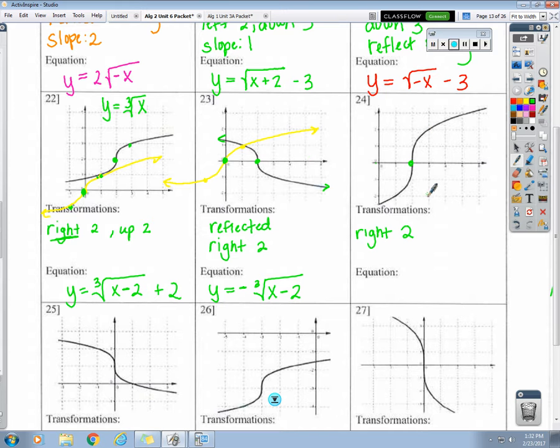But what else is different about this one? The slope. It's a little bit steeper. To get from your center point to your next point, instead of going up 1 over 1, you go up 2 over 1. Or in this case, down 2 over 1. So the slope is 2. So we go right 2 and a slope of 2. So y equals the cube root. To represent right 2, it's x minus 2 and a slope of 2. The slope always goes in the front, so a big 2 out in the front.